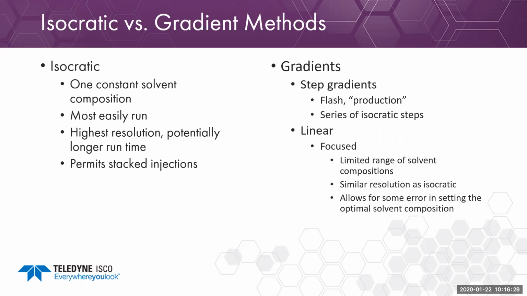There are two variants of this. You can do step gradients, and you'll see this in flash chromatography production scale, where basically you'll run it at like 10% of B solvent for a period of time, and then you'll jump up to 30, up to 50%, and just slowly jump up so you can isolate each compound. So it's basically a series of isocratic steps. What seems to be more effective is a linear gradient, so basically running a gradient from 10 to 100%, depending on your column.